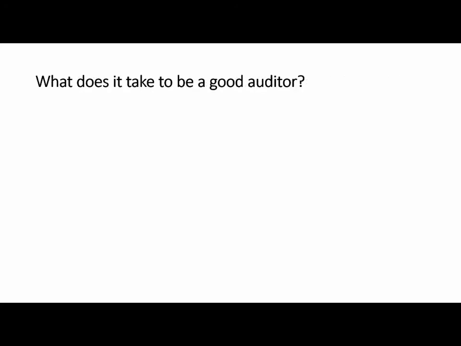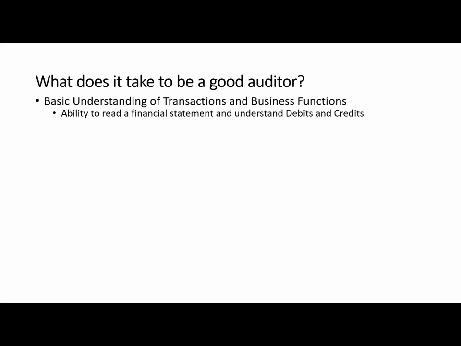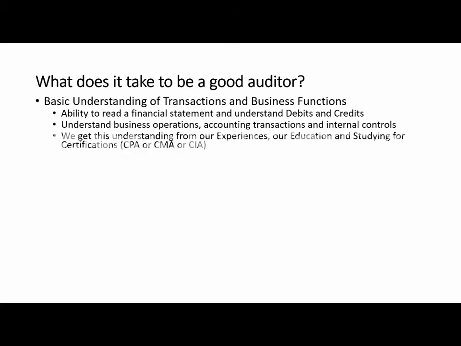Now, what does it take to be a good auditor? Well, first off, it's a basic understanding of transactions and business functions, the ability to read a financial statement and understand debits and credits. You also need to understand the business operations, accounting transactions, internal controls, all those things you've been learning in all the lower level accounting classes. That's why this is a 400 level class, because hopefully you've seen most of those things and you can apply them to audit.